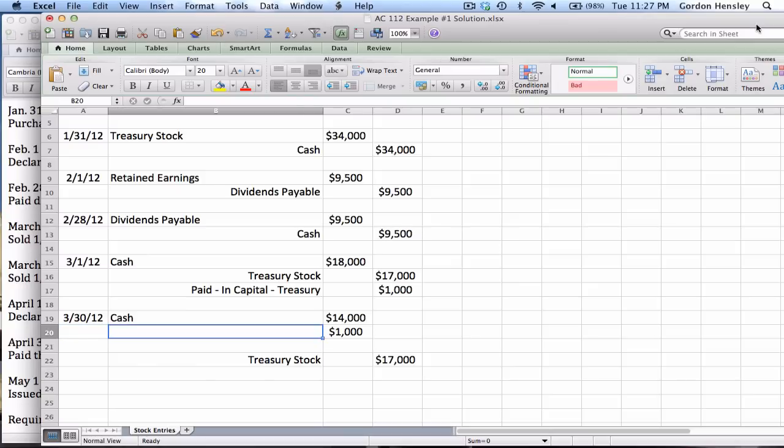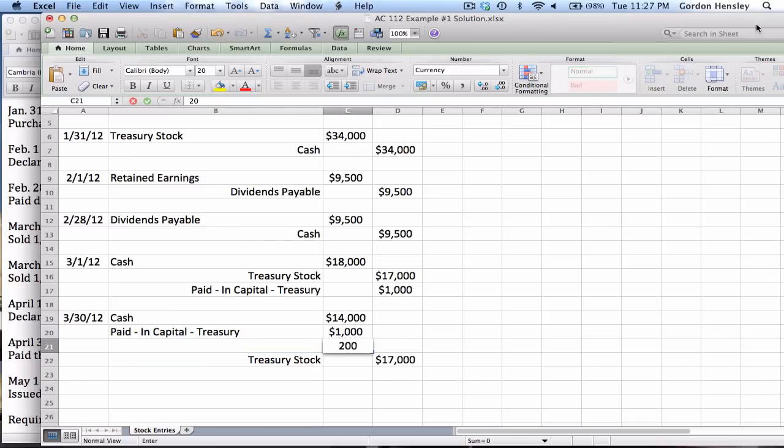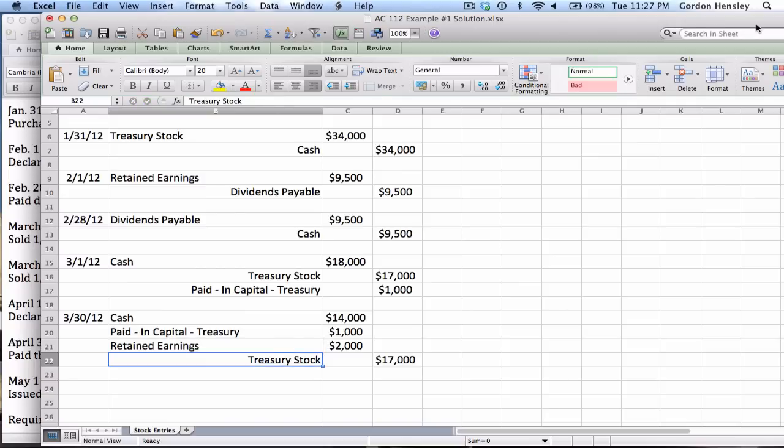So part of this difference I could debit paid-in capital treasury. That'll cover $1,000. Unfortunately, that's not enough. I'm going to have another debit of $2,000 to make up for that difference. So since I don't have enough money in my treasury paid-in capital, where am I going to dip into to find that money? I'm going to have to, unfortunately, dip into my retained earnings to cover that. So sometimes we have to do these things that are a little bit complicated simply because we didn't have enough.